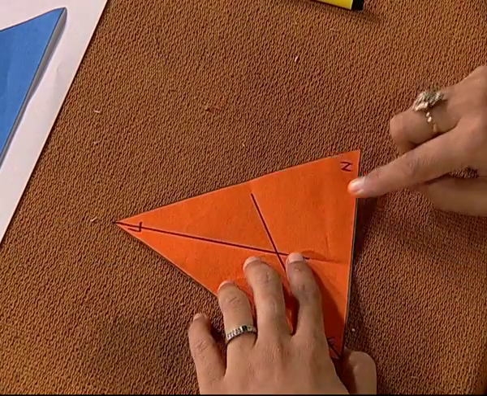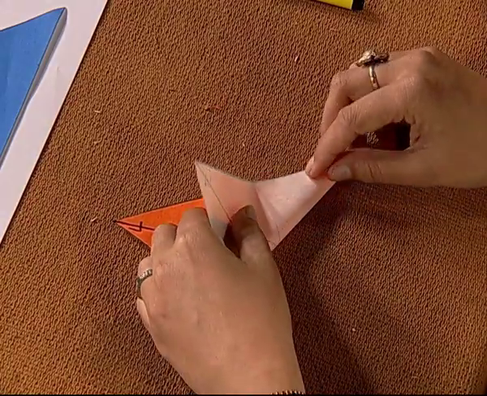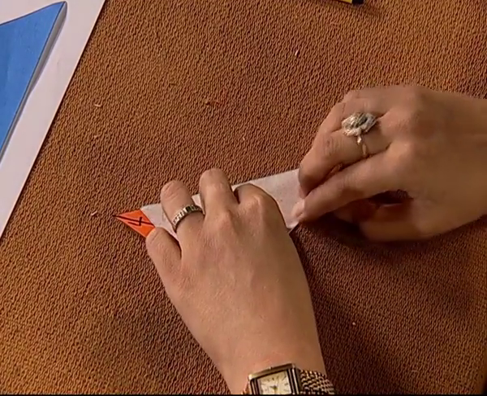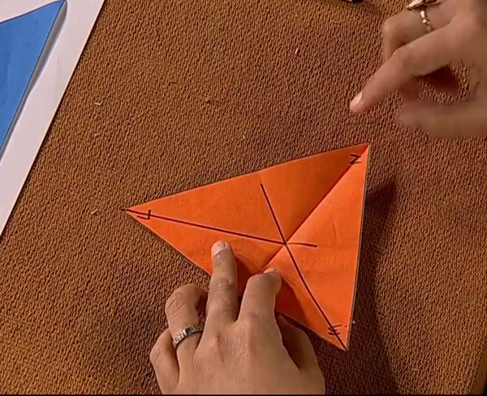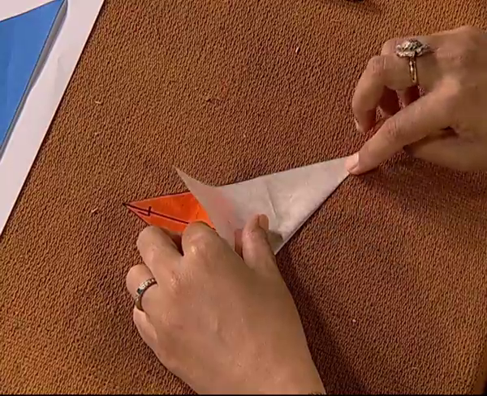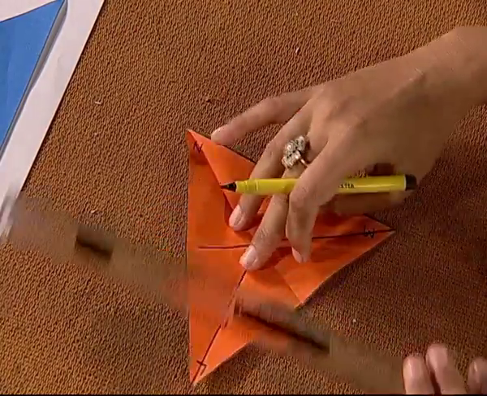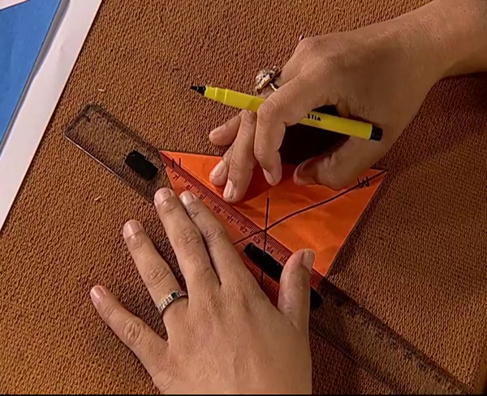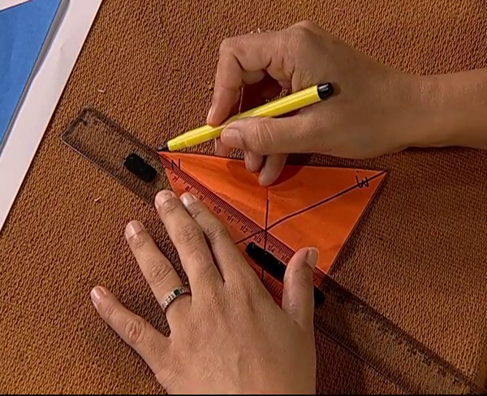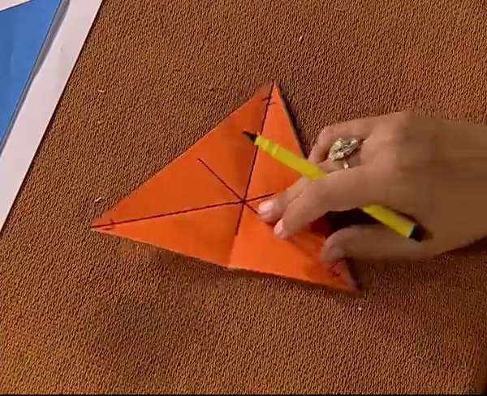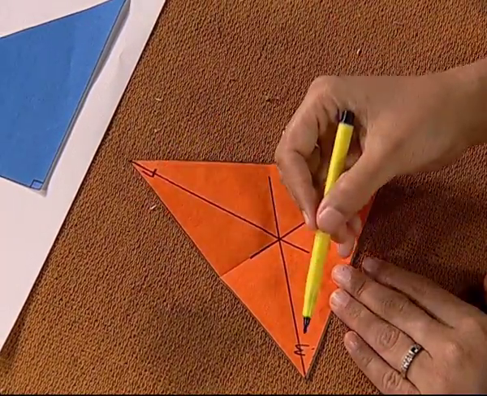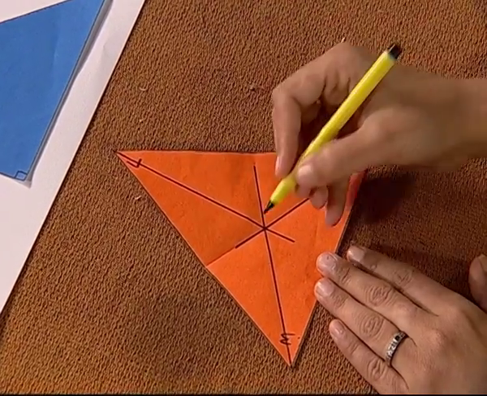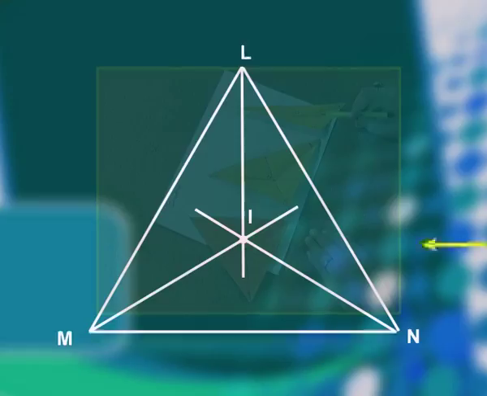Now we will take the bisector of angle N by following the same process. Fold the paper in such a way that side LN and MN coincides with each other. Unfold and on the crease draw the bisector of angle N. What do we observe? We observe that the bisectors of angle L, angle M and angle N meet at a common point which is called incenter.